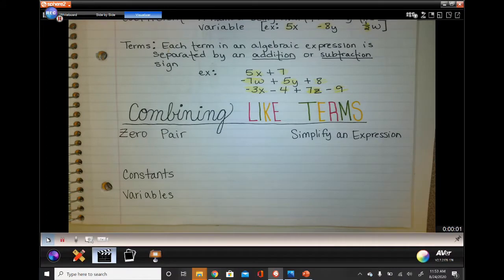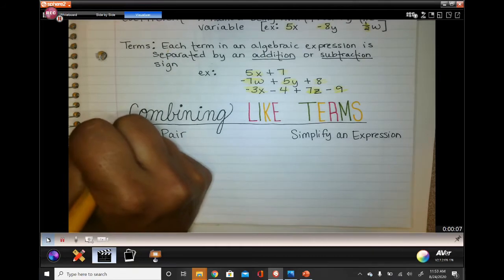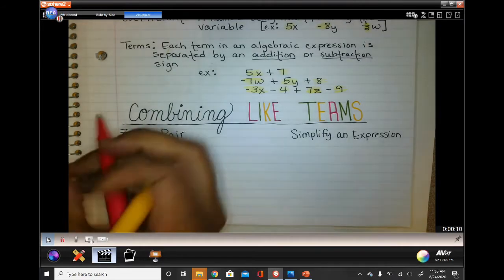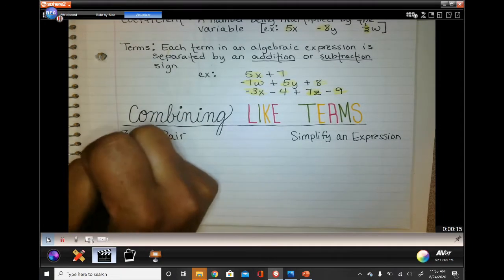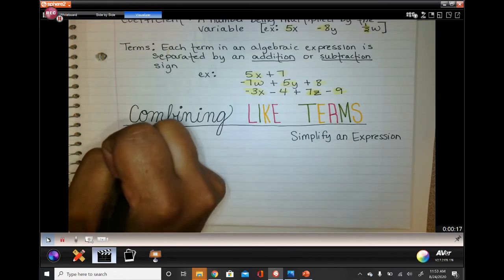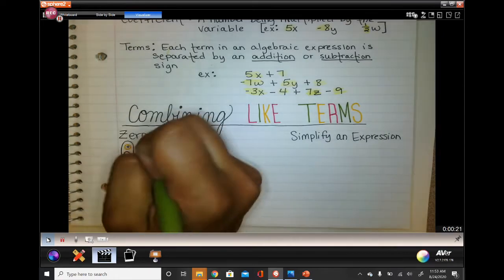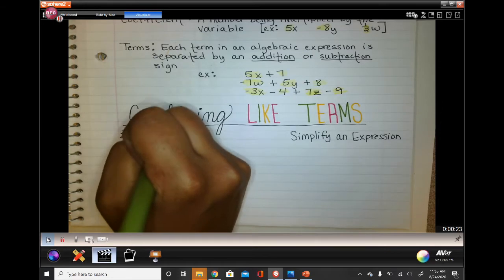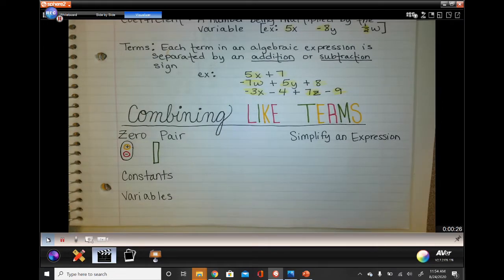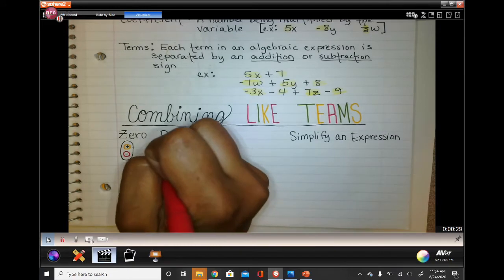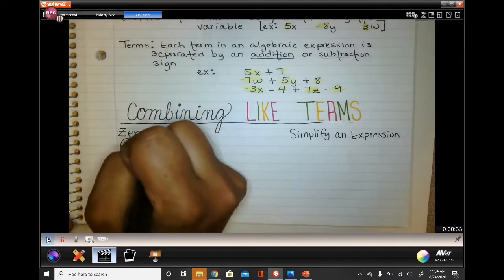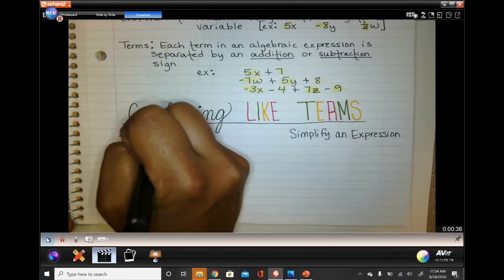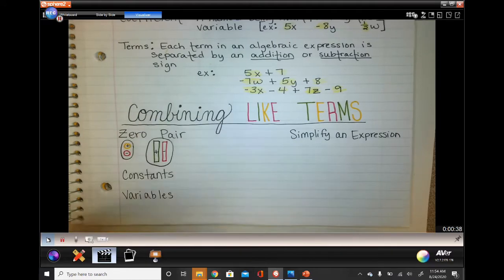Okay, so let's continue with some of our review. We need to make sure that we remember that a zero pair is one positive constant and one negative constant grouped together. So a positive and a negative together equals 0. Another way that we can do this with our variables is by putting together one positive and one negative variable. So a positive and a negative variable also make a zero pair and will help me get rid of variables.